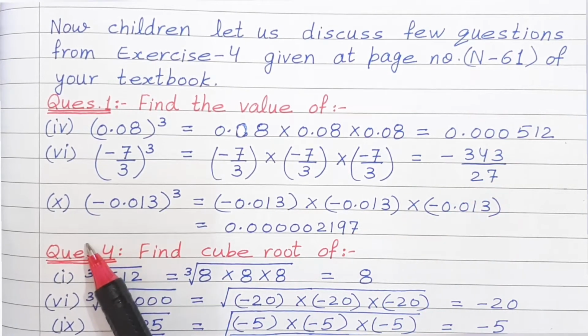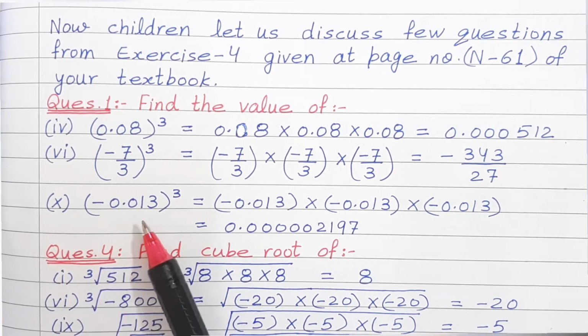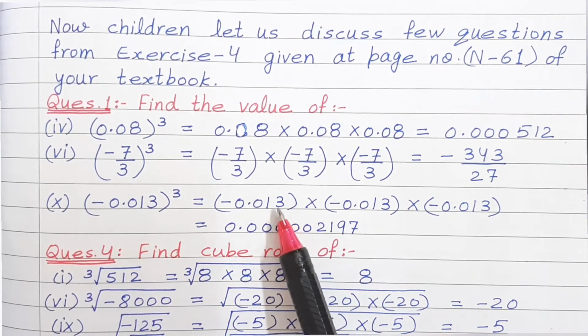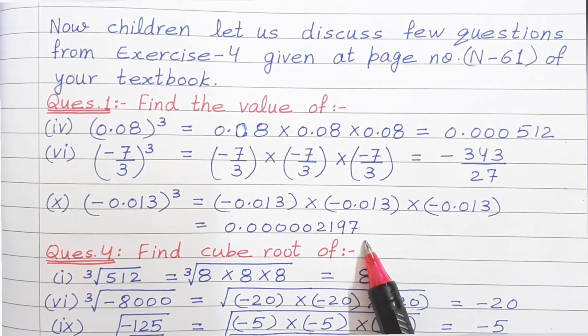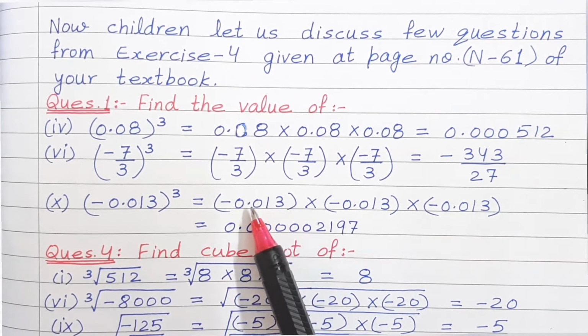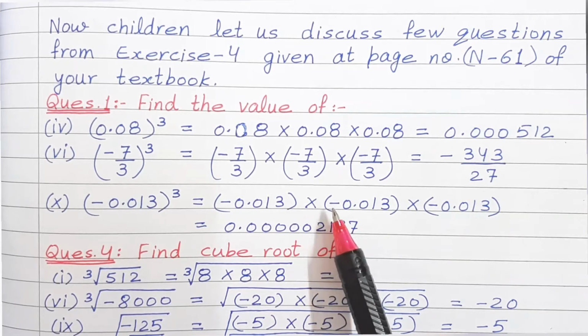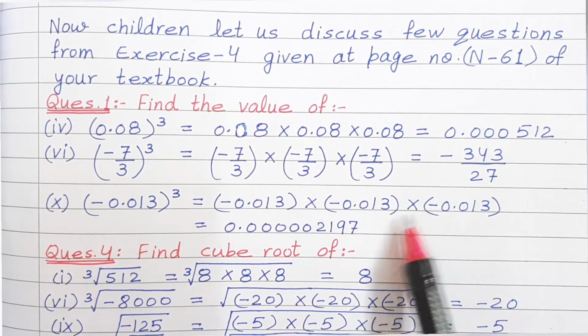Now see the 10th part, minus 0.013 cube. Again, you just simply multiply 13 3 times. That will give you 2197 and accordingly put zeros. Right? So there are, after decimal, how many zeros? 3 zeros. And for this also, you are going to put.